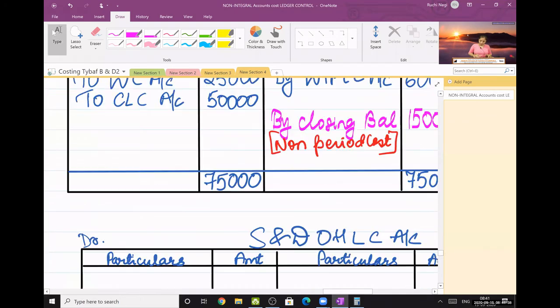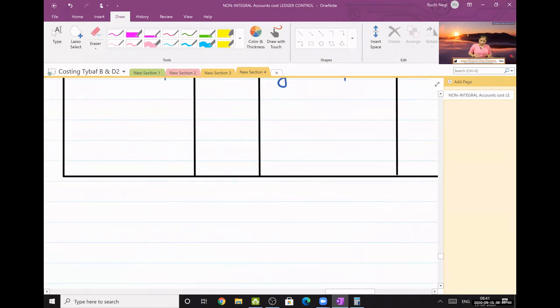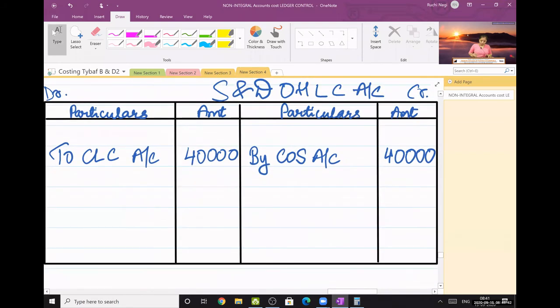Next, selling and distribution overheads. Oh, this also gets tallied. So just write here 40,000, 40,000.